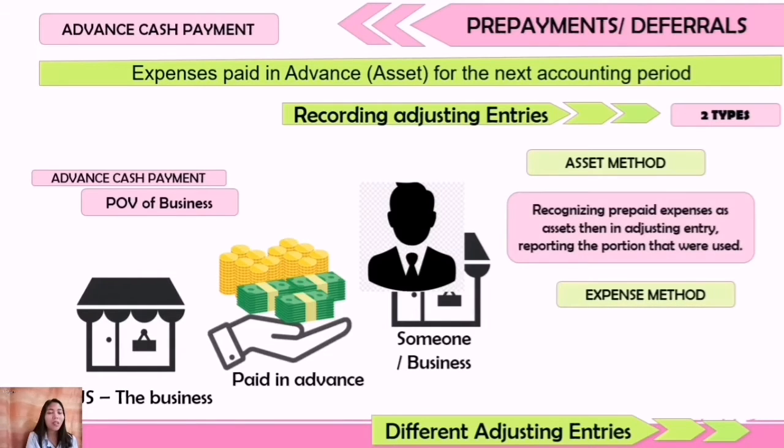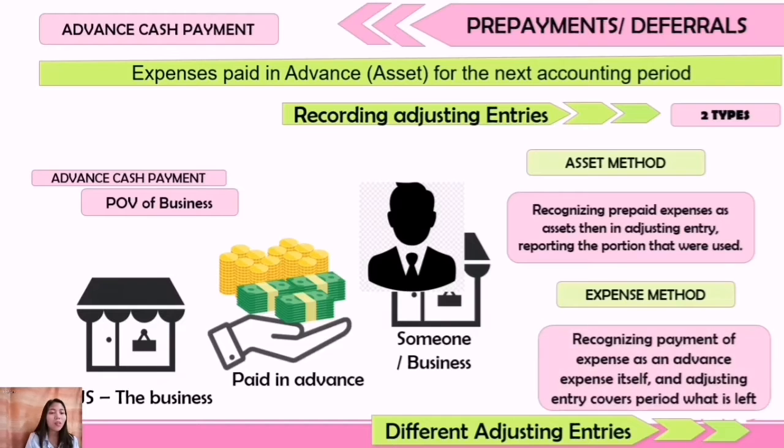Under the asset method, we recognize the prepaid expense, the one we have paid for, as an asset because we will be using the item we have acquired in the next accounting period. And then the adjusting entry will report the portion that was used up. In the expense method, we will recognize the payment of the expense as an expense itself. And then the adjusting entry covers the period of what was left.